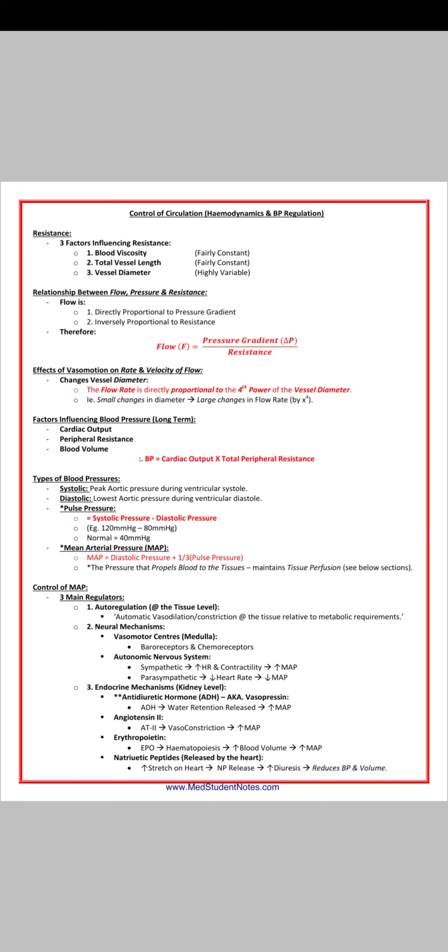Mean arterial pressure is the mean value of arterial pressure. There are different arterial pressures occurring at a given time, so the mean value will be identified by diastolic pressure plus 1/3 pulse pressure. We identify pulse pressure by the systolic pressure minus the diastolic pressure.